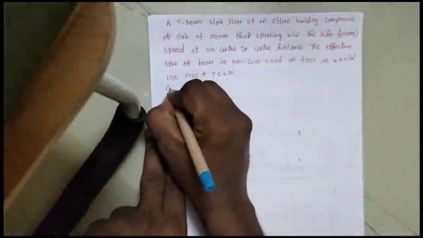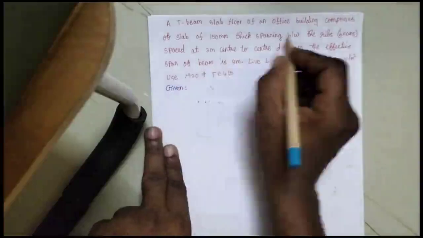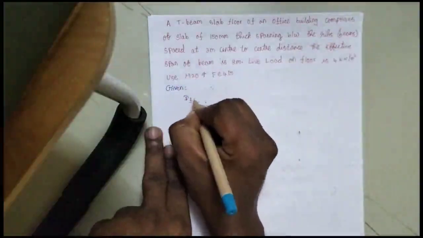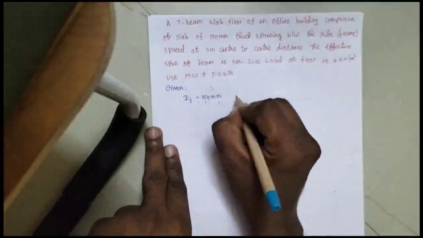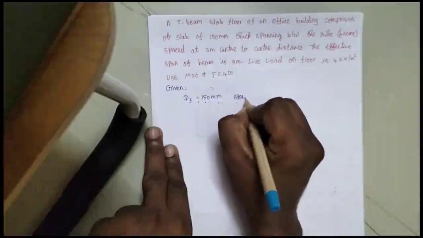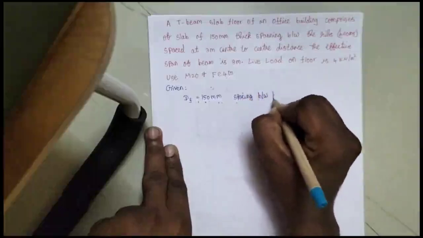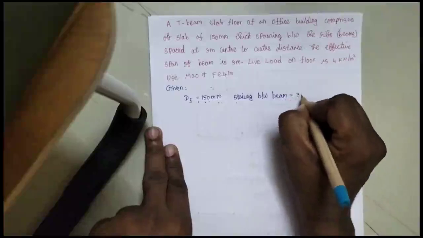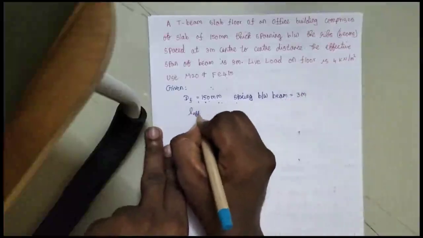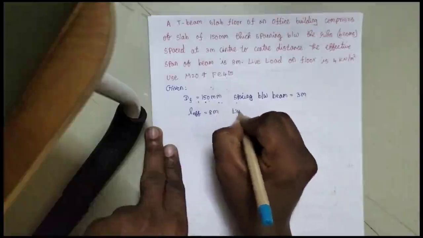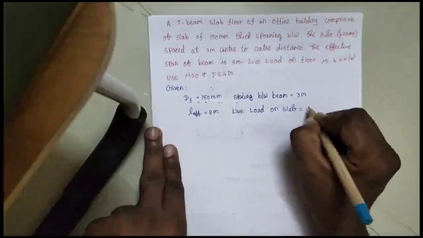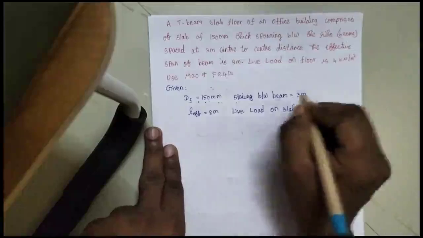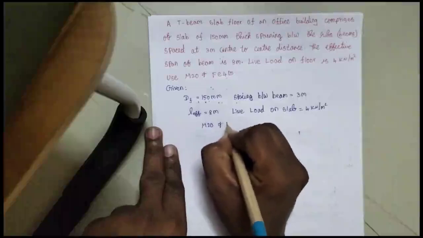and they have asked us to use M20 and Fe415. So generally we will write the given data. First, they have given the slab thickness, that is nothing but the depth of the flange, Df is 150 mm, and the spacing between beams is 3 meter, and the effective span, L effective, is 8 meter, and the live load on the slab is 4 kilonewton per meter square, and the grade of concrete is M20 and steel is Fe415.